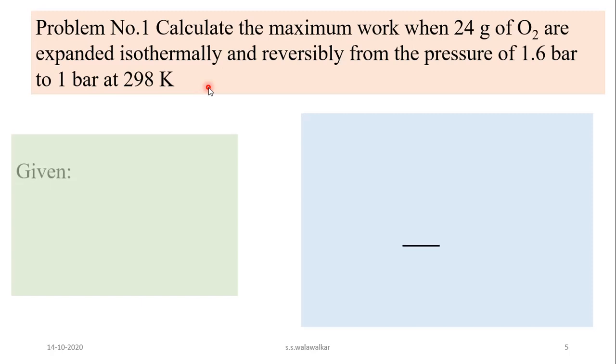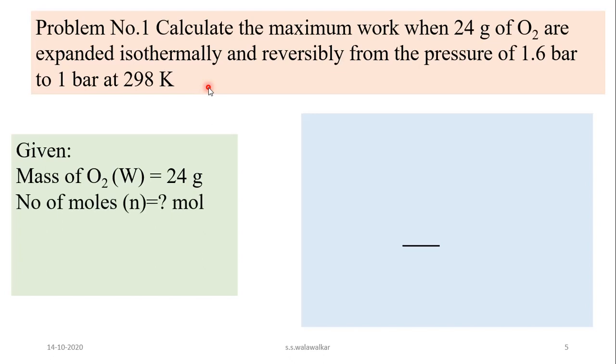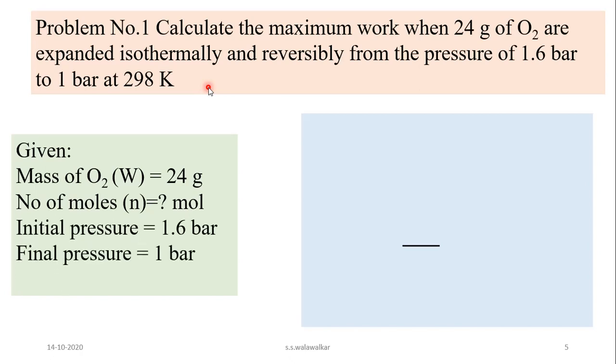Now what is given in this example? Mass of oxygen is given, 24 grams. Number of moles you have to calculate, as it is not directly given. Initial pressure is given, that is 1.6 bar. Final pressure is given, that is 1 bar. And temperature of the system is 298 Kelvin.